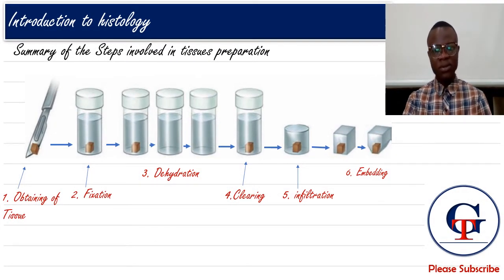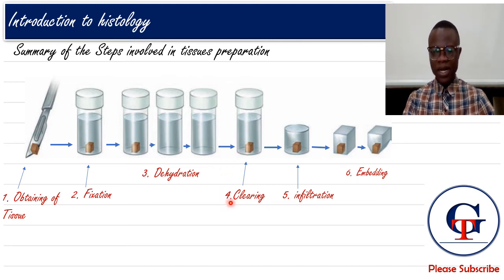Next we look at a summary of the processes that are involved in the preparation of our tissue. As we stated first, we obtain our tissue from animal cells or usually from surgery. And after obtaining this tissue, we then have the tissue placed in a chemical. And we say mostly we use the formaldehyde. After the tissue is placed in this chemical, we then dehydrate our tissue by placing it in an increasing concentration of alcohol.